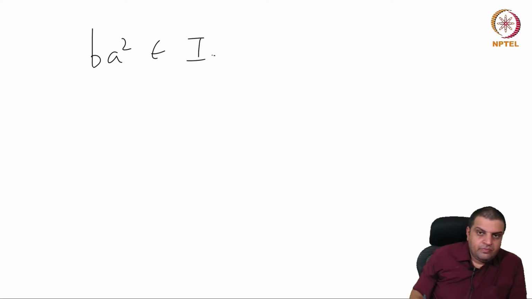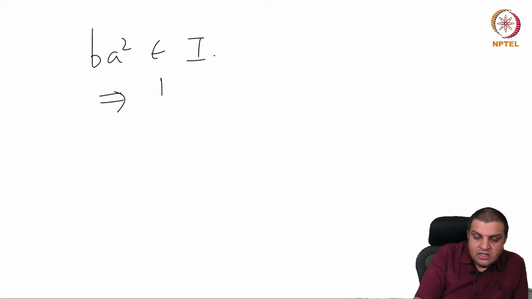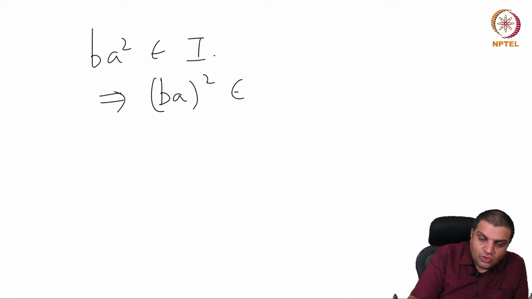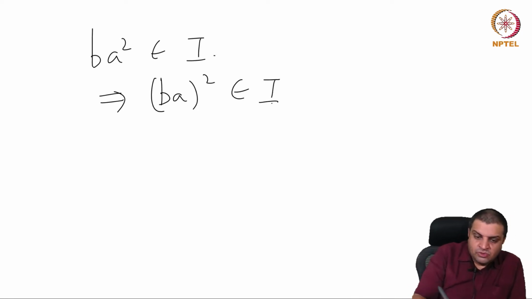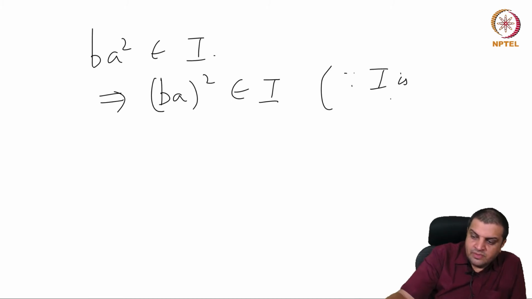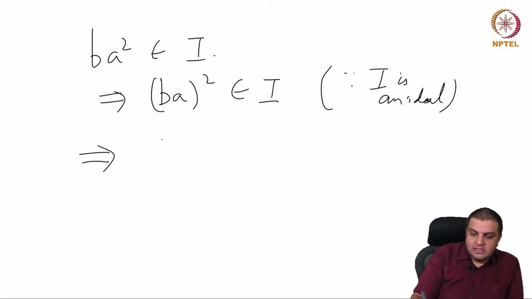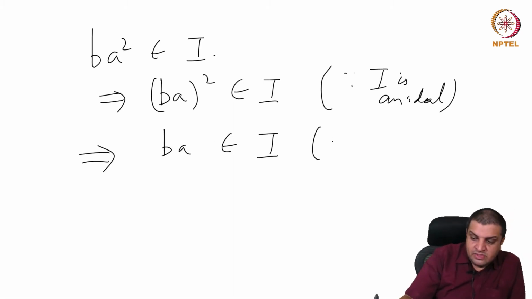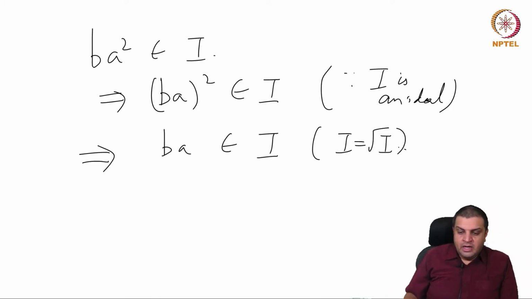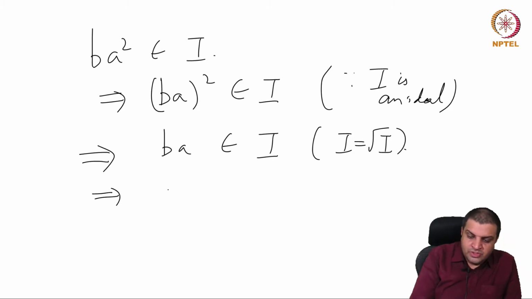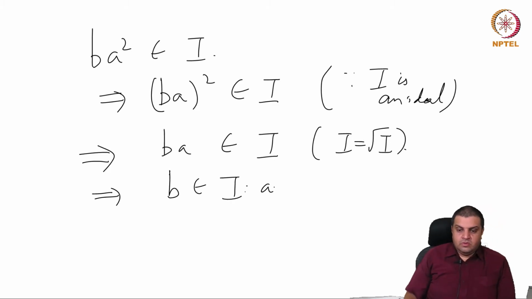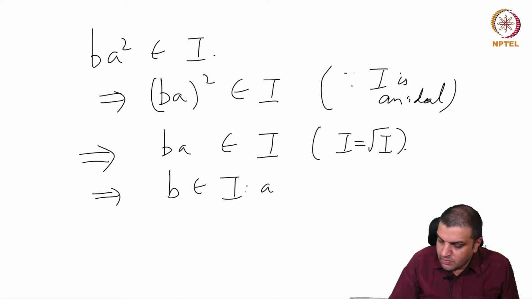Then b a squared is inside I. Then (ba)^2 is also inside I, because I is an ideal. And this implies that ba is inside I. This is because I is its own radical. Which was what we wanted to prove, which is that b is inside I colon a.